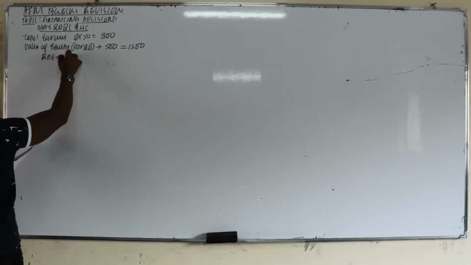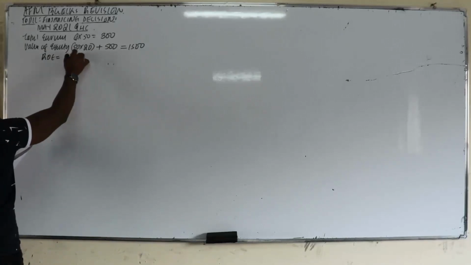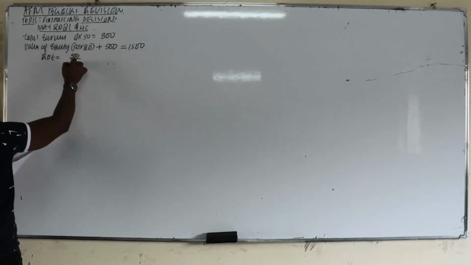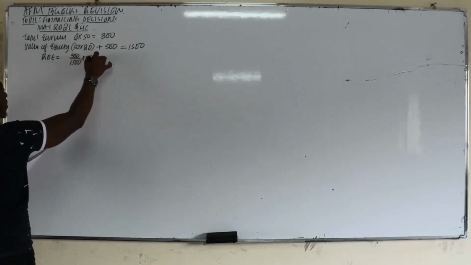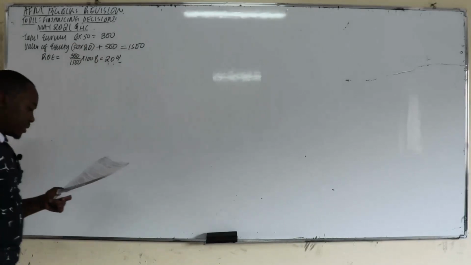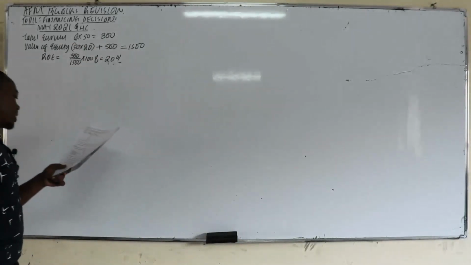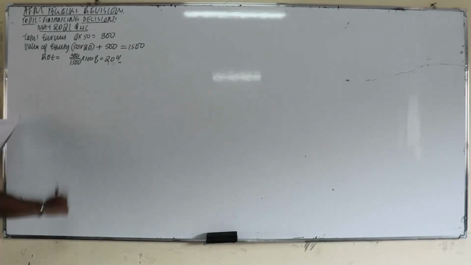So give me the return on equity. The return on equity is the total earnings divided by the value of the equity. 300, that's the total earnings, and the value of the equity is 15 times 100. You get 20%.